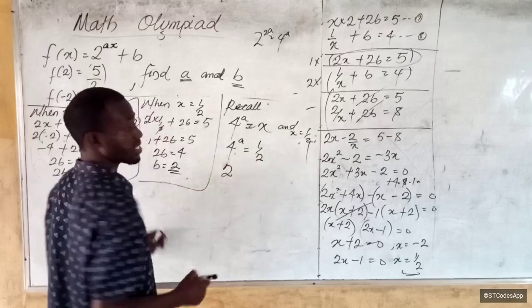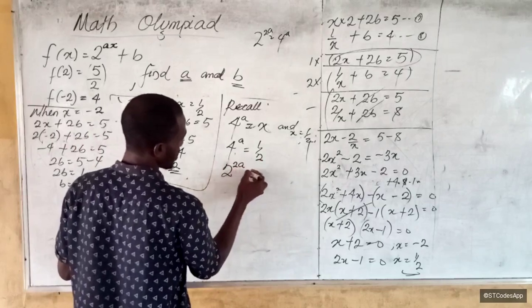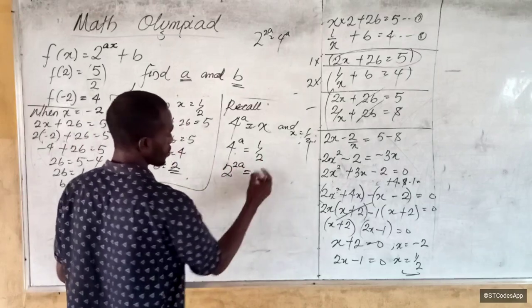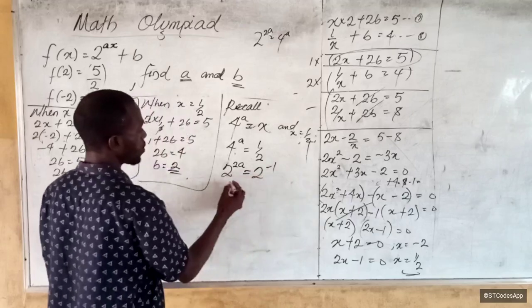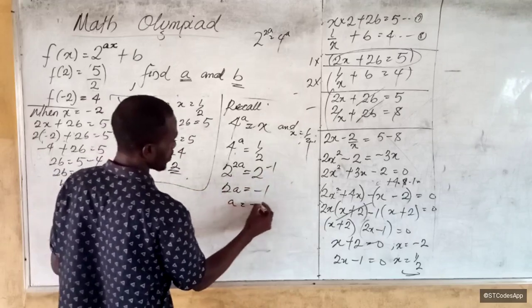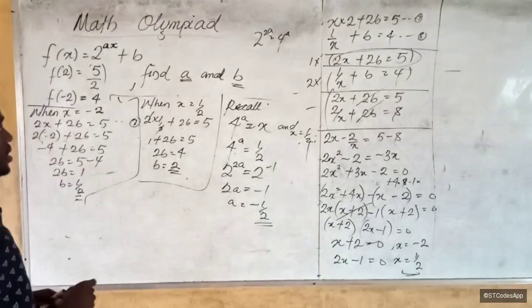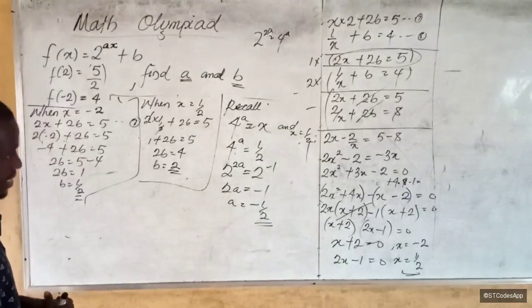So let's make them equal bases. This will become 2 raised to 2a equals 2 raised to -1. So with equal bases, we have 2a equal to -1, therefore we have a equal to -1/2. And that seems to me to be the answer.